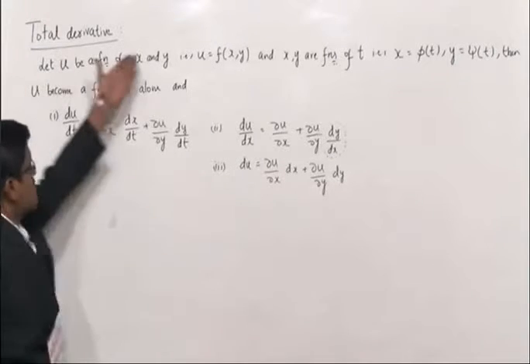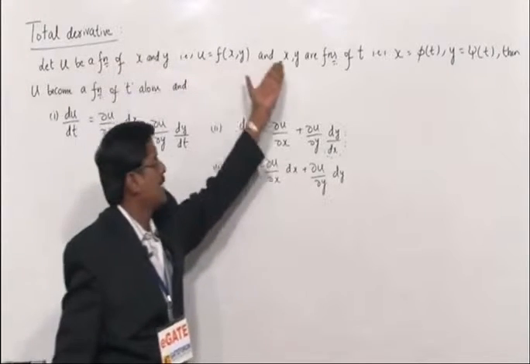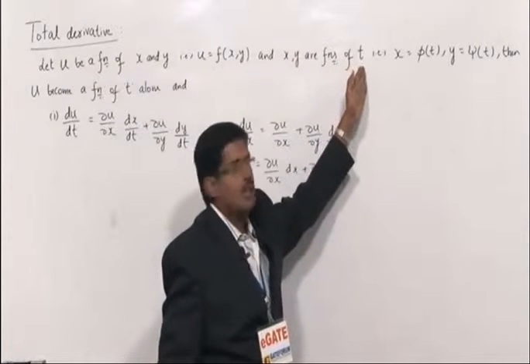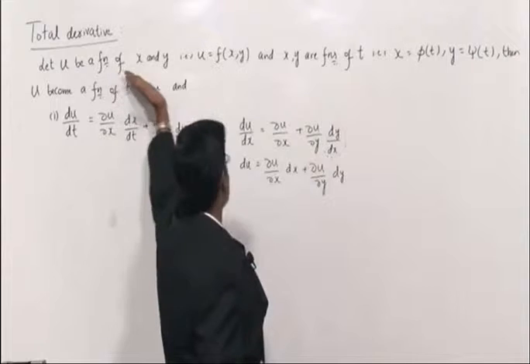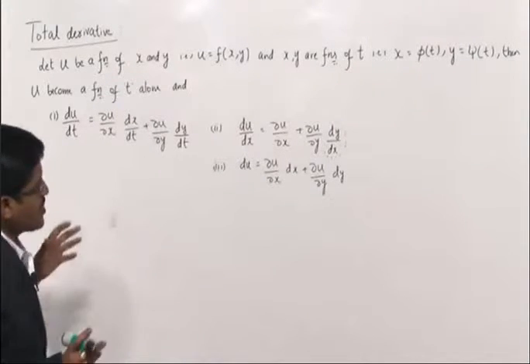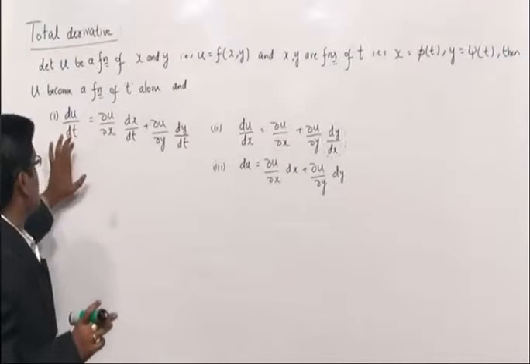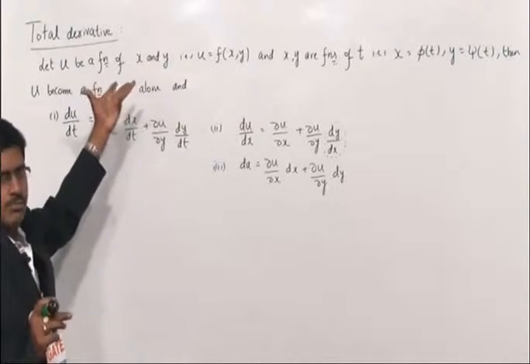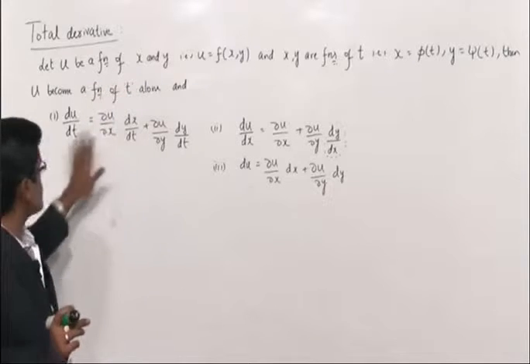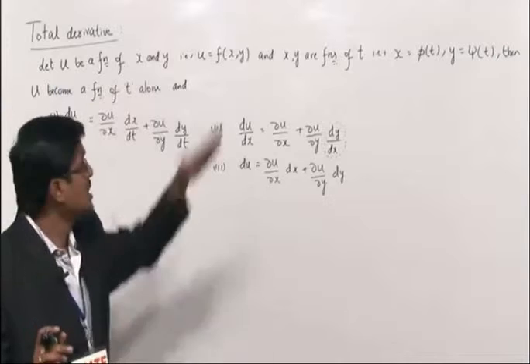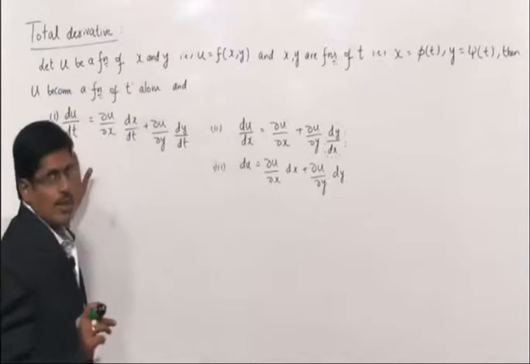So u is basically a function of two independent variables x and y, and x, y are themselves functions of another single independent variable t. Then if you substitute here in the basic relation, u becomes a function of t alone. So instead of substituting, what is the procedure for first finding du by dt? Without substituting that x and y here, how to find du by dt?